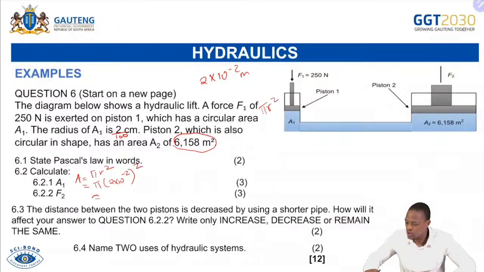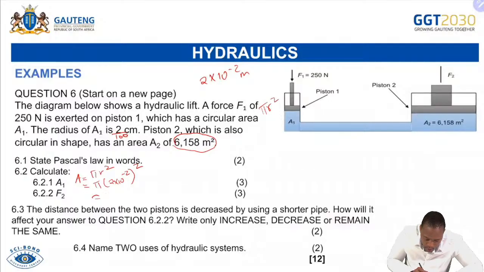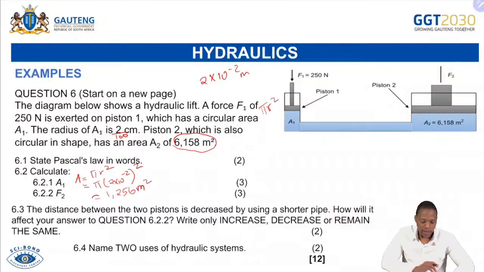Then you go straight to your calculator. Pi times 2 times 10 to the power of negative 2, square that. You get that your area is 1.256. Let's make 3 numbers after the comma because it's 3 numbers after the comma here. Square meters there.